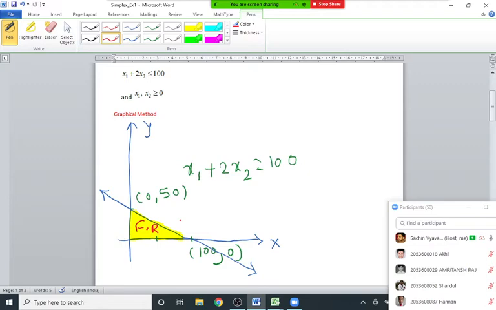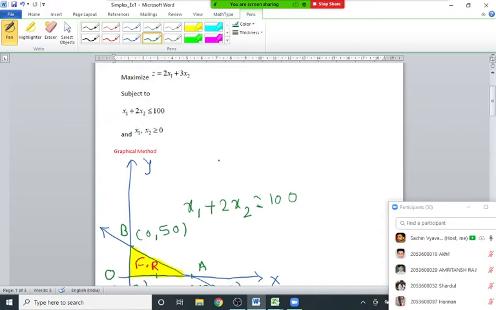That best solution always occurs at one of the corner points of the feasible region. Right now this triangle has three corner points, say 0, 0, then 100, 0 and 0, 50. If we give the names O, A and B to these corners, our aim is to calculate the value of Z at these three corners first, and then compare these values and get the maximum.